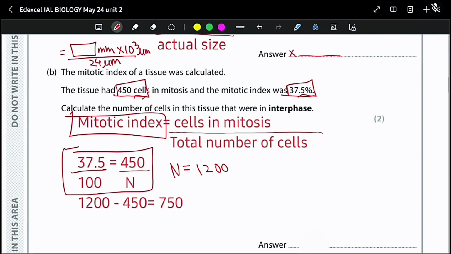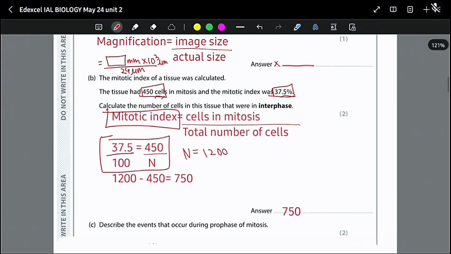We know there are already 450 cells in mitosis, so we are going to subtract 1200 minus 450, which gives us 750. So that is the answer. 750 is the answer. Next question.